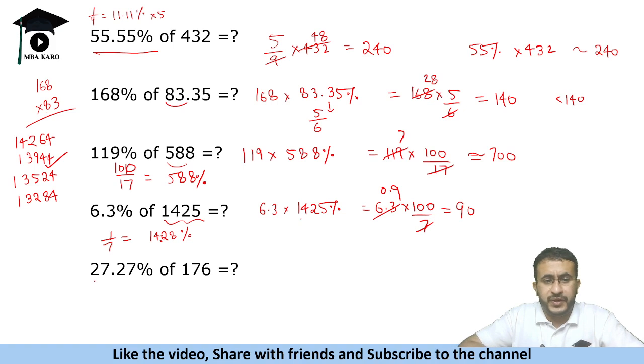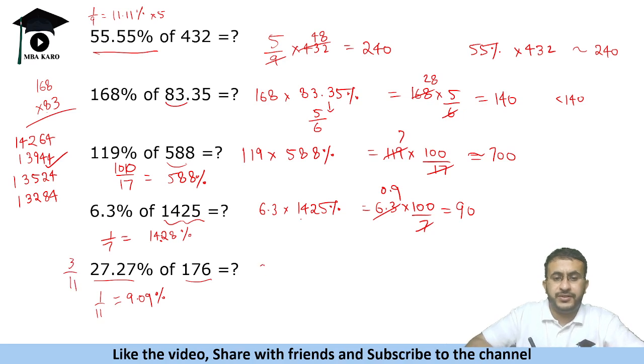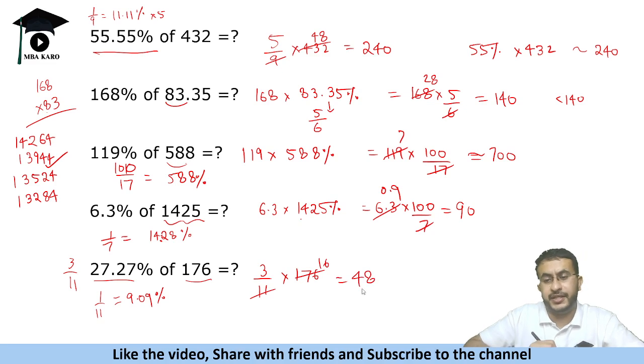Let's say we have to do 27.27% of 176. So let's say you have to multiply 27 into 176. What would be the approximate number? So 1 by 11 is 9.09 percentage. So 3 by 11 is this. This becomes 3 by 11. 3 by 11 into 176. This is 16 times 3, and this answer is 48.